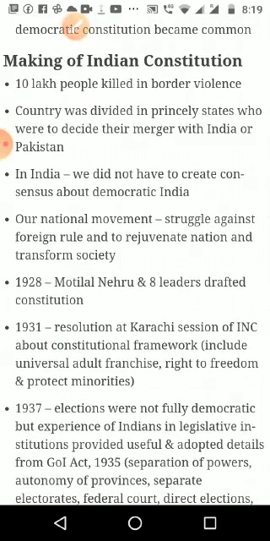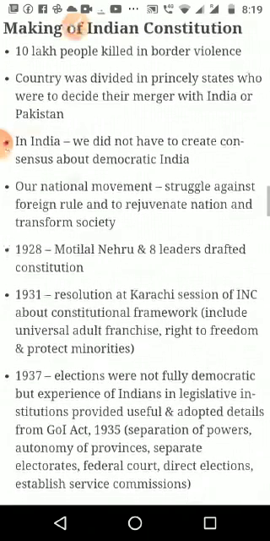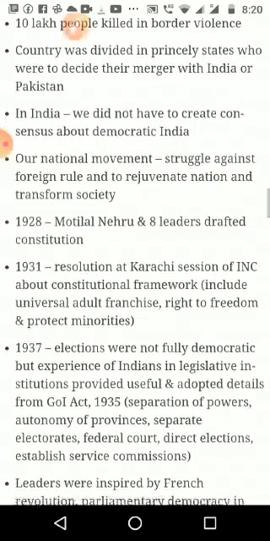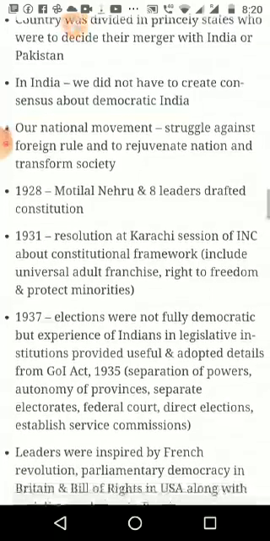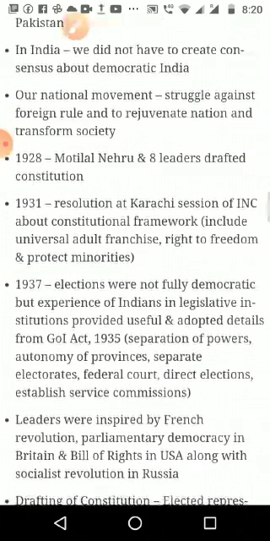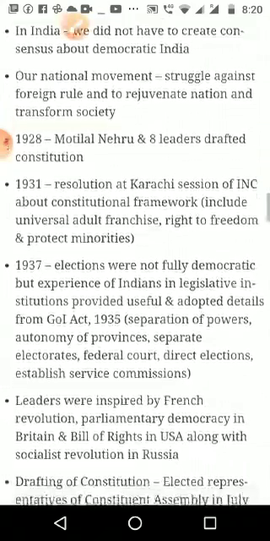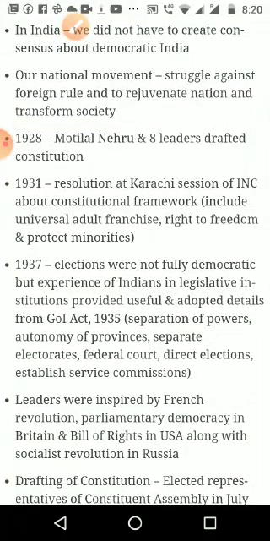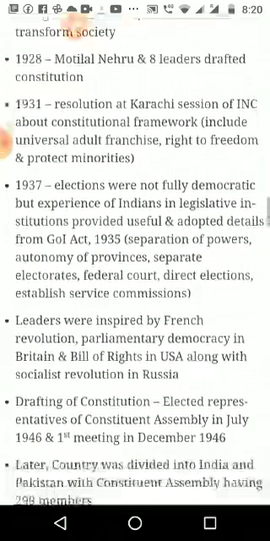Making of the Indian Constitution is a very important part. 10 lakh people were killed in border violence. It means, when we were making the constitution, what was the condition in India? The country was divided into princely states, which were to decide their merger with India or Pakistan. In India, we did not have to create a consensus about democratic India. Our national movement struggled against foreign rule and to regenerate a nation and transform society.